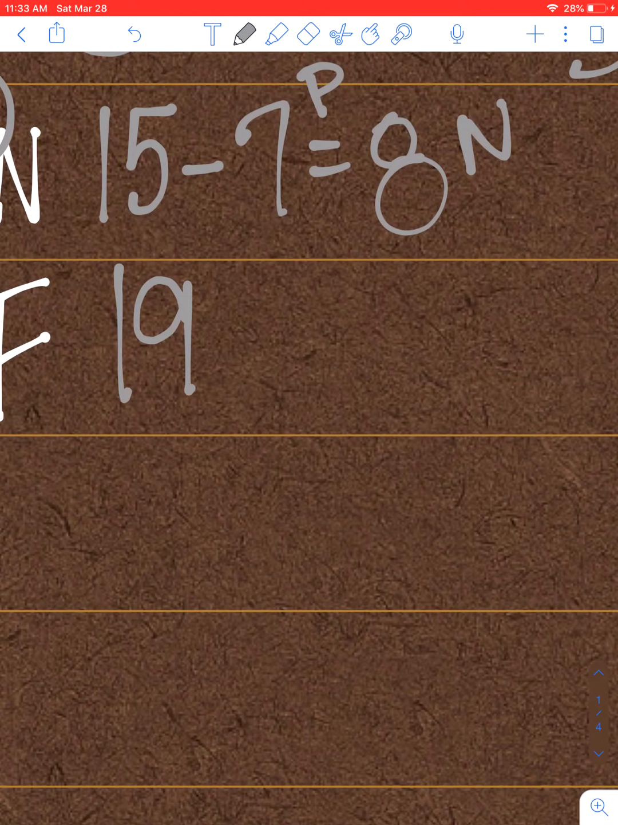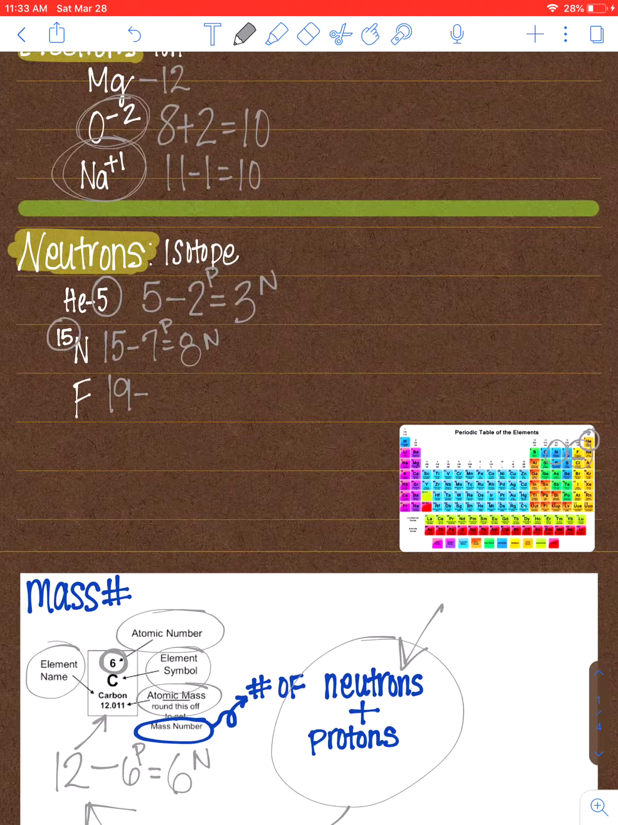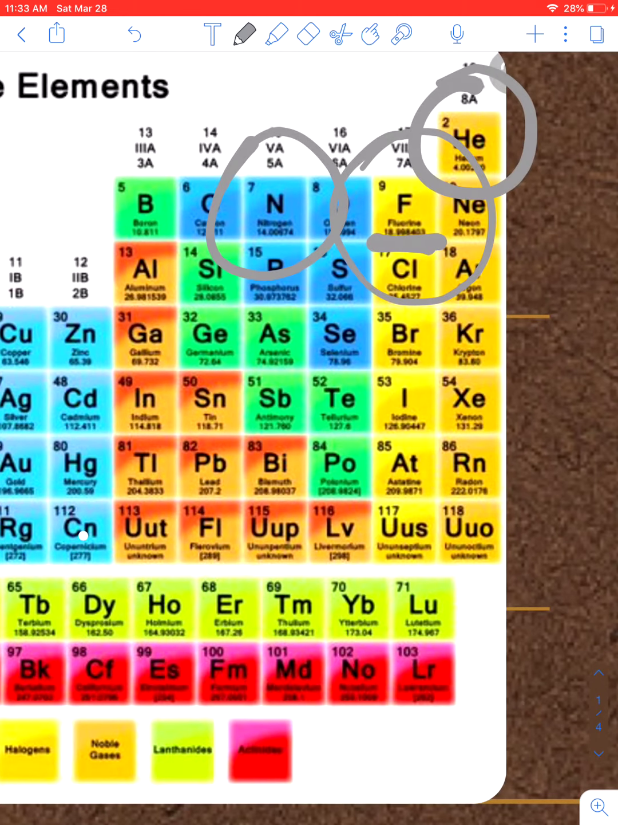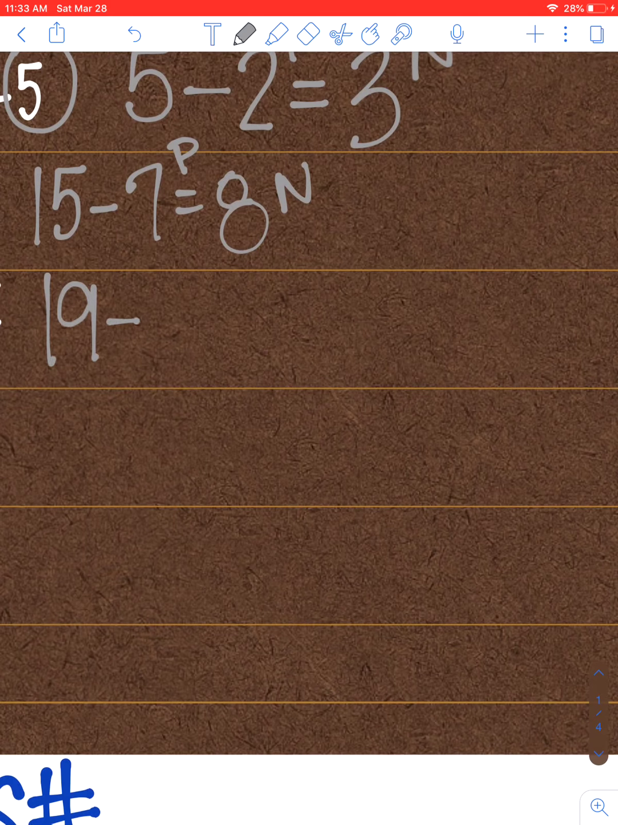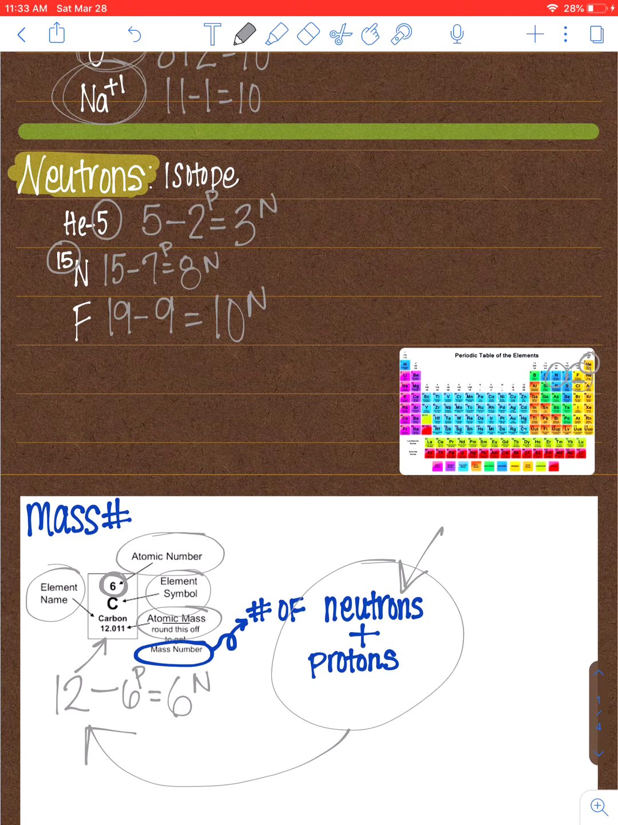Remember, you might have to review your rounding rules. If it's 0.5 or above, you round up. If it's below 0.5, you round down. So fluorine has a mass number of 19 minus, let's see how many protons, and we can tell that it has 9 because that's its atomic number. So 19 minus 9 equals 10 neutrons, and lo and behold, the isotope of fluorine called fluorine-19 has 10 neutrons. All right, I hope this is helpful.